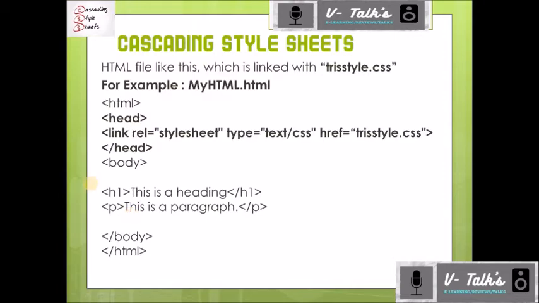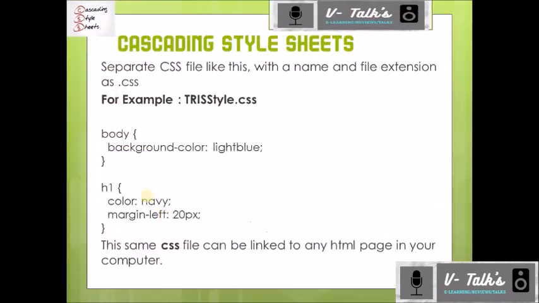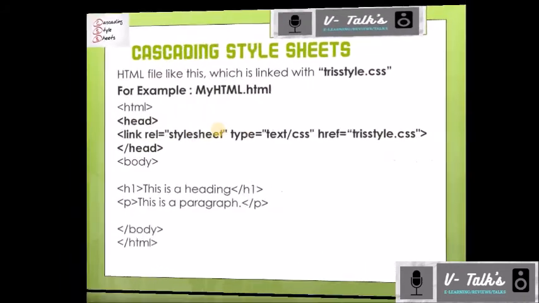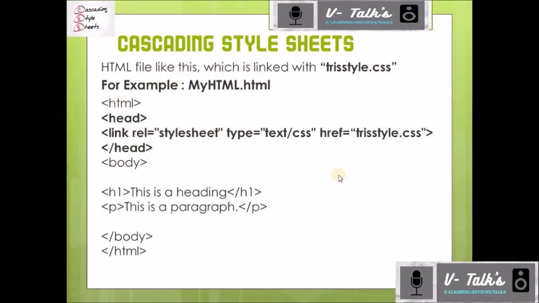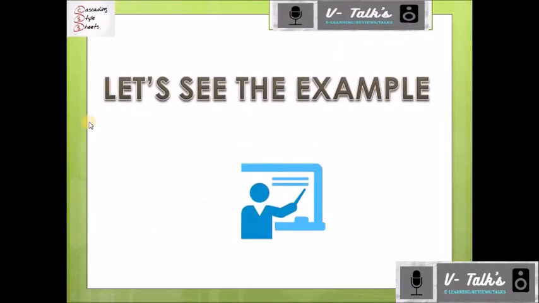So in a single CSS file you can give all the tags together and specify their style like this. This is a single CSS file. Okay, so that's how a CSS is created, and this is how a CSS is linked to an HTML page. And let's see the example. We can do the same example here.